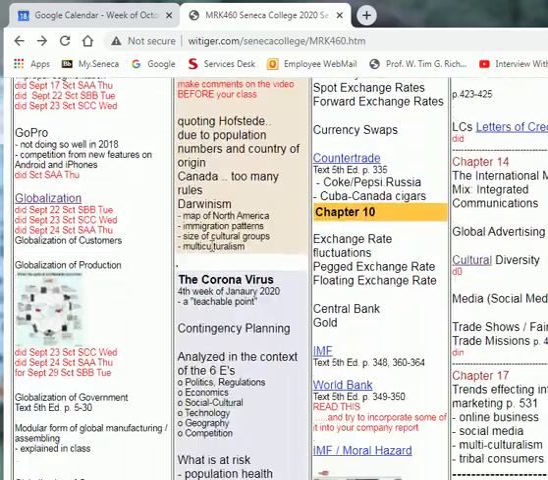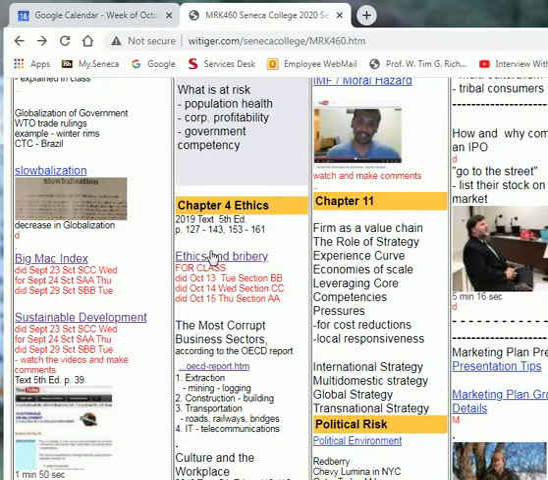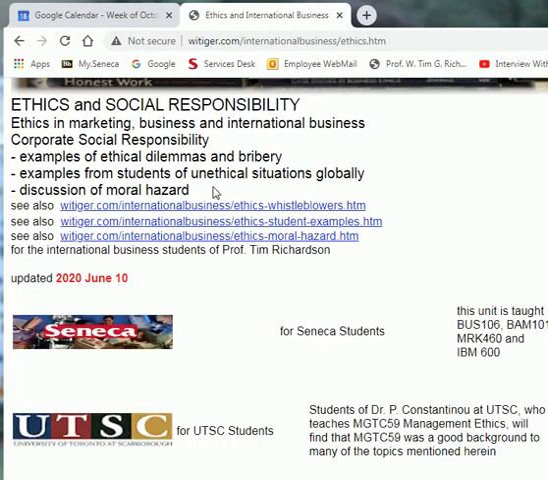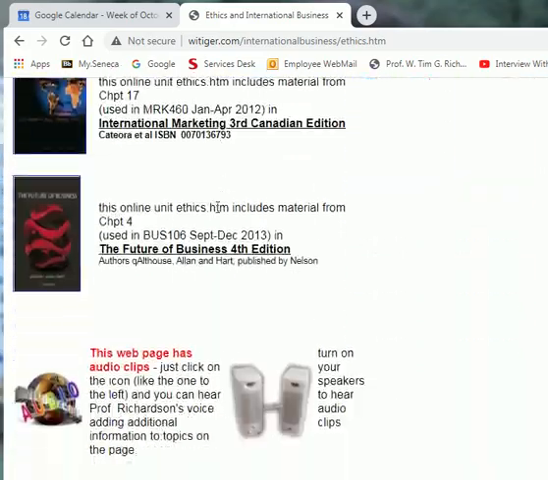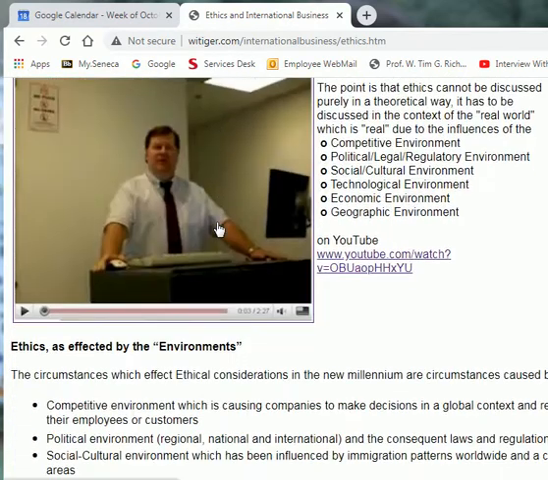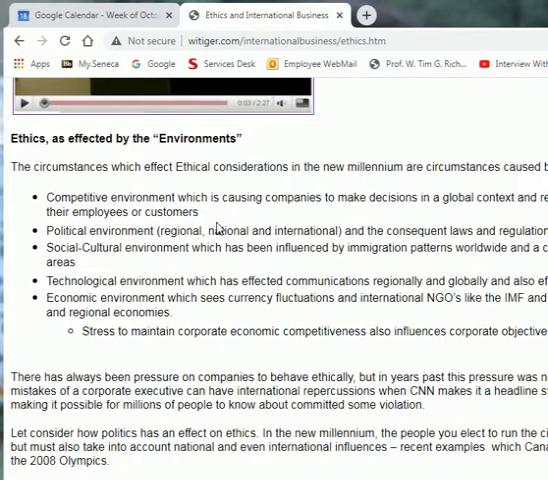All right. Past this section, the section on ethics is quite large, and the reason for that is because there are many topics in here. Also because ethics has become a much more important topic in international business. And what I did was I started off with an introduction as to some of the problems, and then I went right into an explanation of how ethics is affected by the six environments.